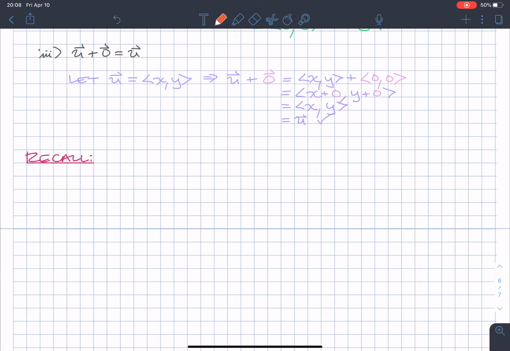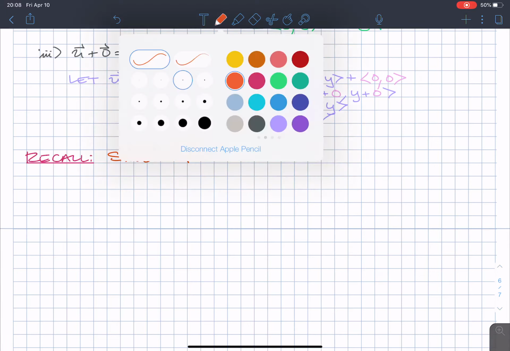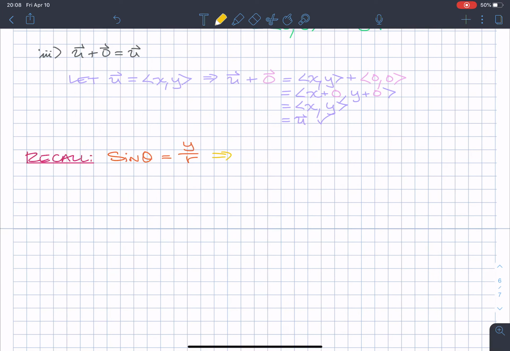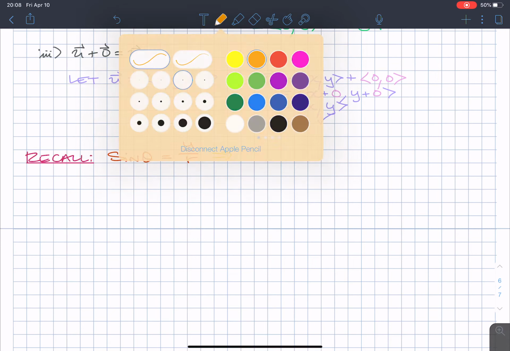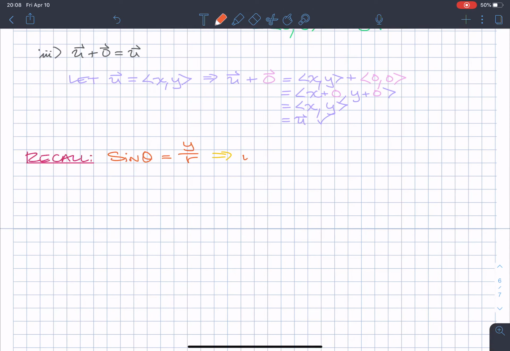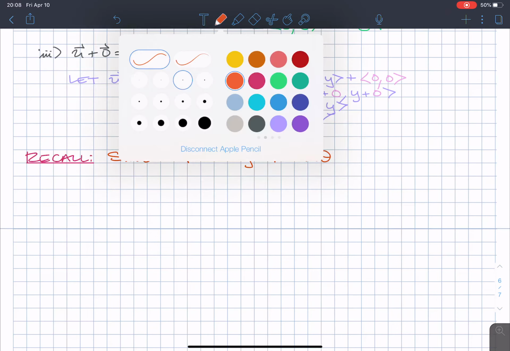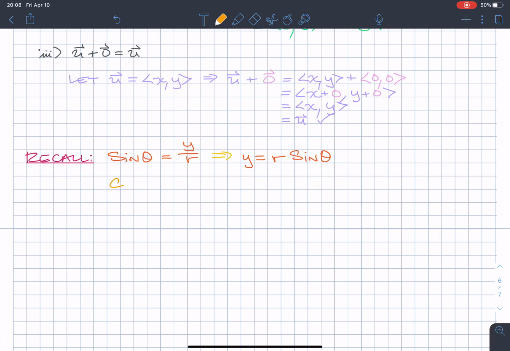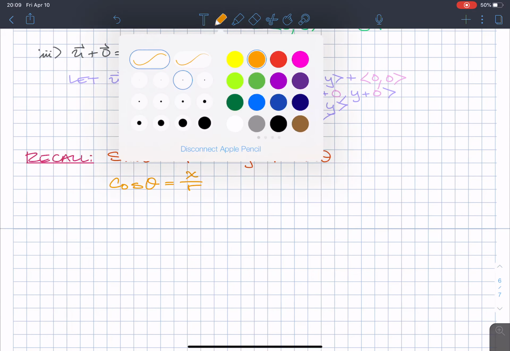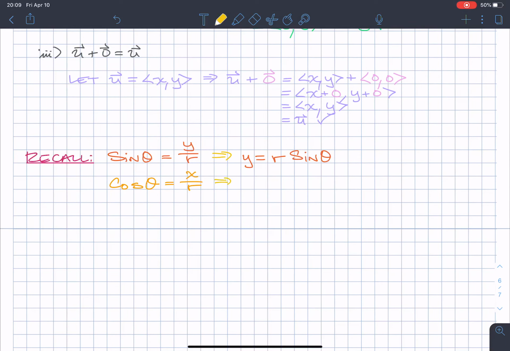Okay, so let's recall. What did we have? We had a sine of an angle theta was y over r if I'm not on the unit circle, right? So what this means is that I can cross multiply and say, well, y is r times sine of theta. Similarly, I know that cosine of theta, if I'm not on the unit circle, was x over the radius. So that means that x can be written as r times cosine of theta. Remember that?